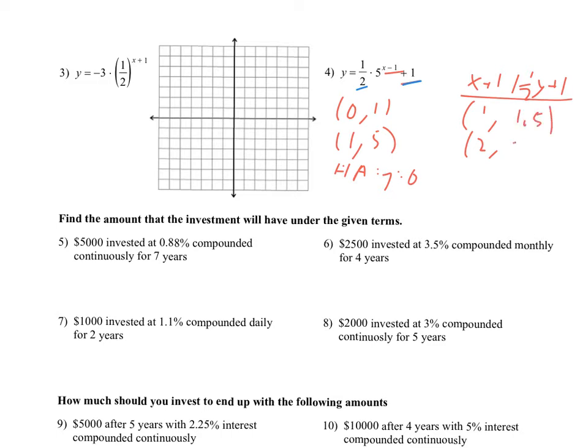This one will be 2.5 plus 1, so that's 3.5. And then 1/2 times 0 is still 0, but then I add the 1, so it's y equals 1. So draw my horizontal asymptote right there. 1, 1.5, 2, 3.5, and then there you go.